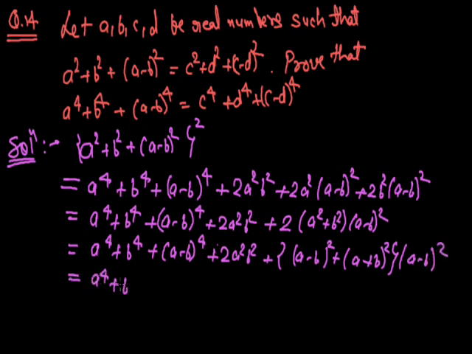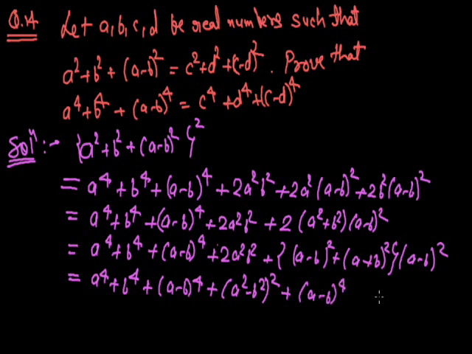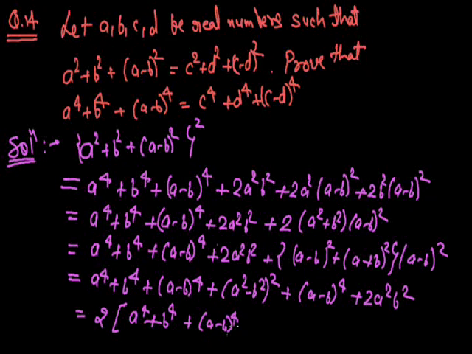That is equal to A raised to power 4 plus B raised to power 4 plus (A minus B) whole raised to power 4 plus 2A square B square plus, or you may say that, (A minus B) whole raised to power 4 plus (A square minus B square) whole square plus (A minus B) whole raised to power 4 plus 2A square B square. That would be equal to twice of A raised to power 4 plus B raised to power 4 plus (A minus B) whole raised to power 4.